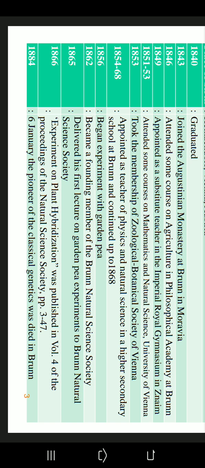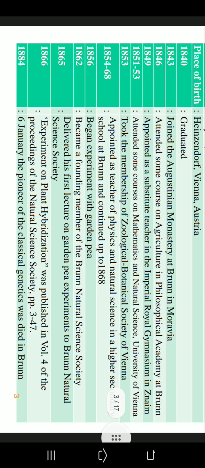In 1862 he became a founding member of the Brunn Natural Science Society. In 1865 he delivered his first lecture on garden pea experiments to the Brunn Natural Science Society. In 1866 his experiments on plant hybridization were published in volume 4 of the Proceedings of the Natural Science Society. On 6 January 1884, the pioneer of classical genetics died in Brunn.